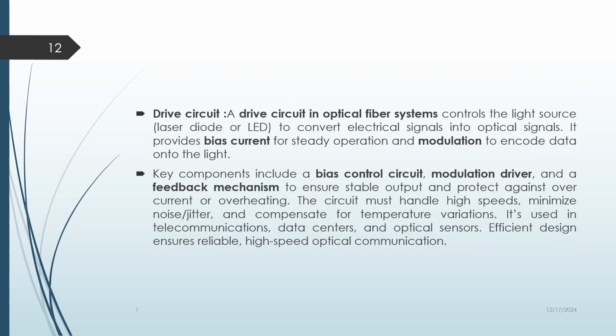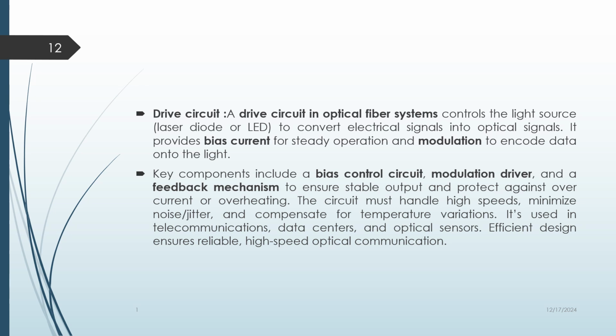Now the drive circuit. In the transmitter, after the light source we have a drive circuit. It is in the optical system and controls the light source, the laser diode or LED, to convert the electrical signal into an optical signal. It provides bias current. The very important thing in the drive circuit is the bias current for steady operation, and modulation to encode the data onto the light.